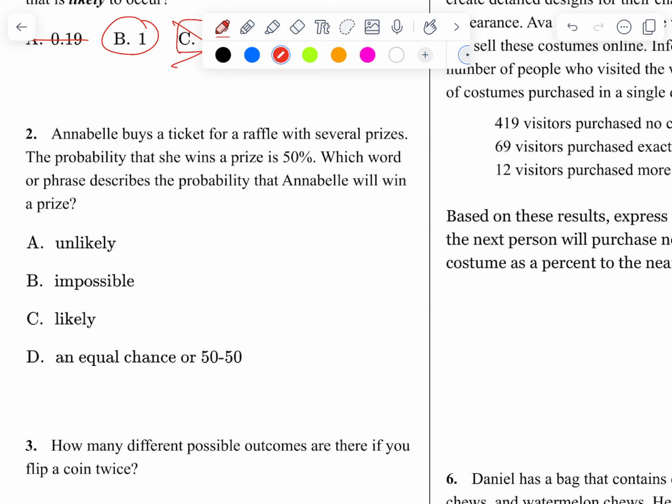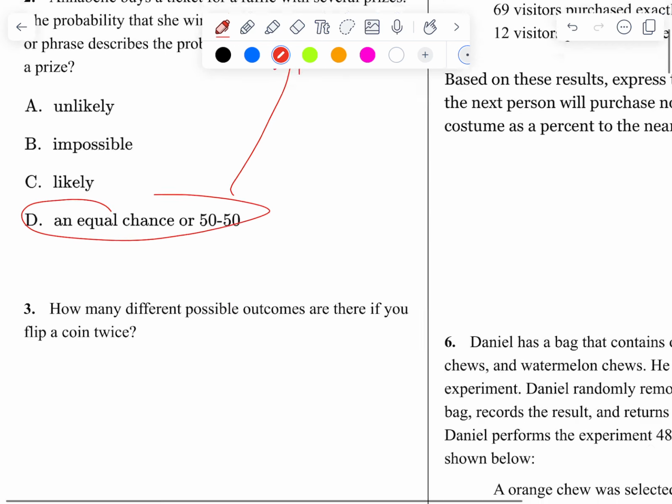Annabelle buys a ticket for a raffle with several prizes. The probability that she wins a prize is 50%. Which word or phrase describes the probability that Annabelle will win a prize? I would say an equal chance, 50-50, because it's a 50% chance.